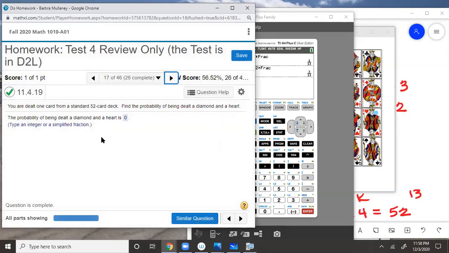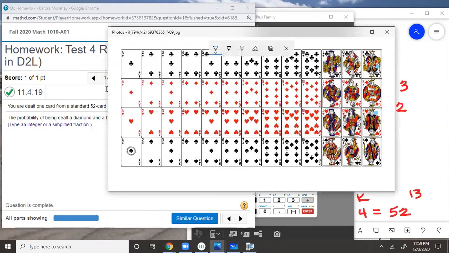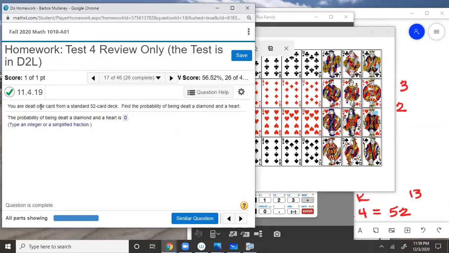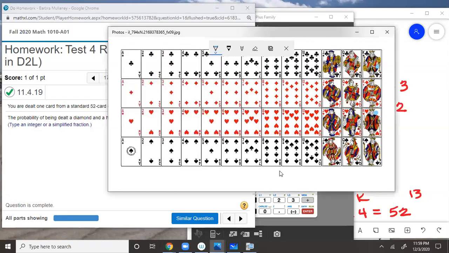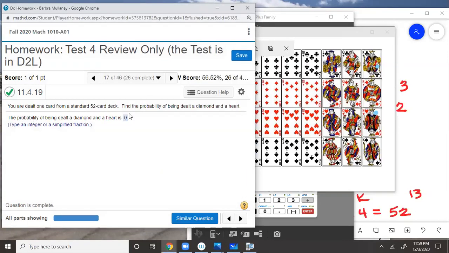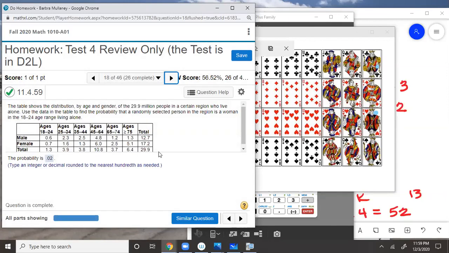Number 17. You are dealt 1 card from a standard 52 card deck. Find the probability of being dealt a diamond and a heart. Okay. Now, the setup is the fact that you are being dealt 1 card. What is the probability of getting both a diamond and a heart? There are no cards that are both diamond and hearts. Okay, so this is impossible. Therefore, the probability is 0 over 52, which is 0. That's a trivial problem.